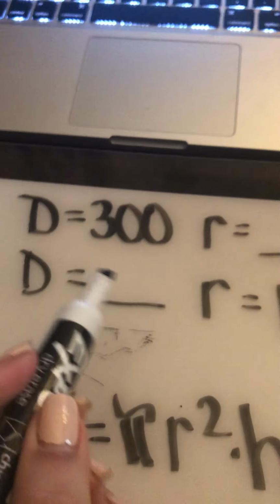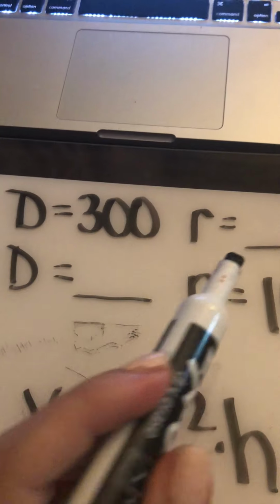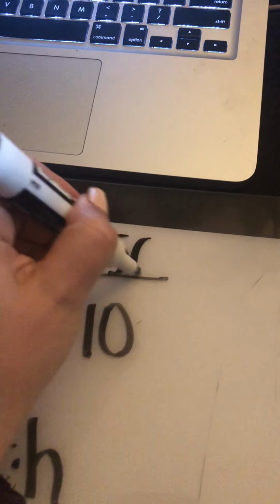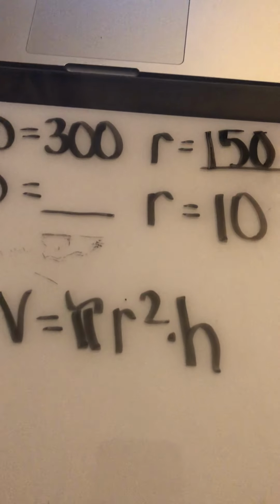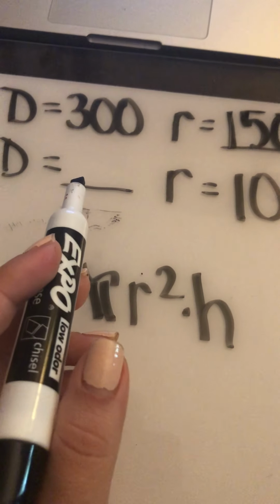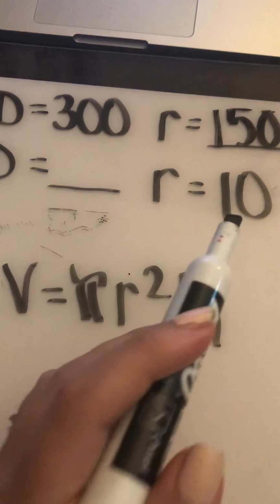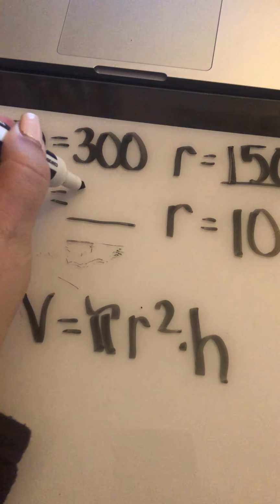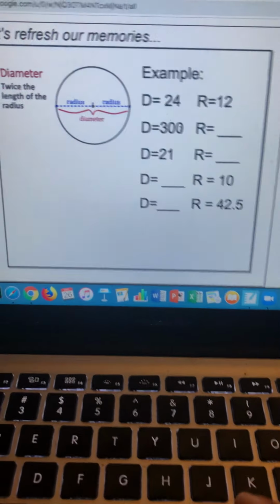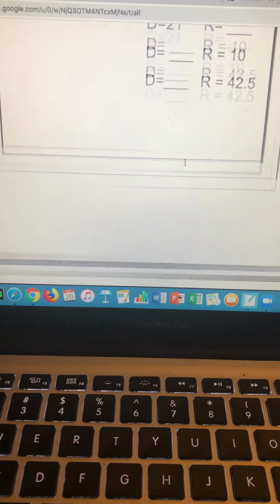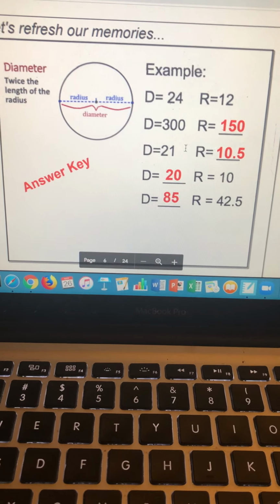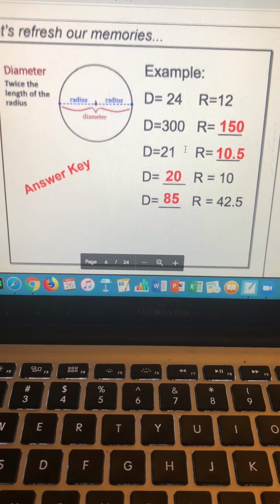For example, if our diameter was 300, then the radius would be half of that, so our radius would be 150. And then the reverse: if we were given a radius of 10, our diameter would be double that because 2 radiuses equal a diameter, so our diameter would be 20. Quick review. You also saw this in 7th grade, so it should be pretty familiar to go from diameter to radius and radius to diameter. There's your answer key for the practice ones.